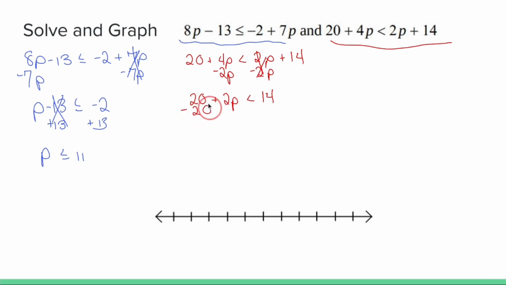Subtract 20, that crosses out. 2p is less than -6. Divide by 2, and I'll write it over here. p is less than -3.